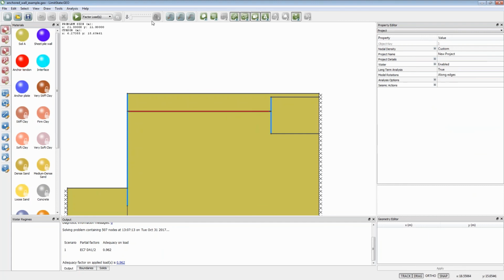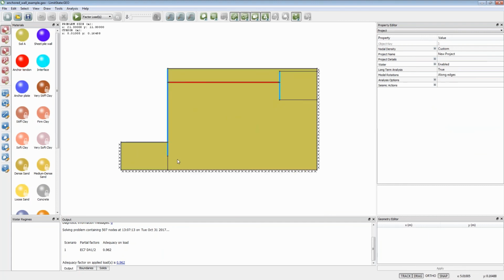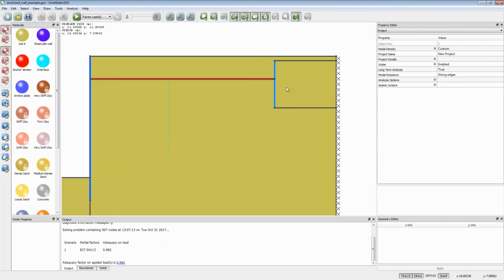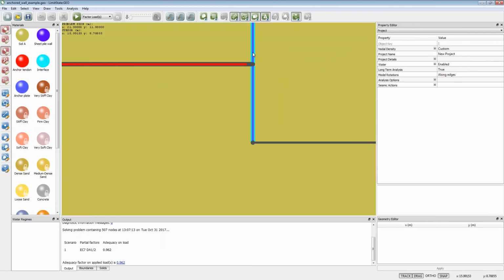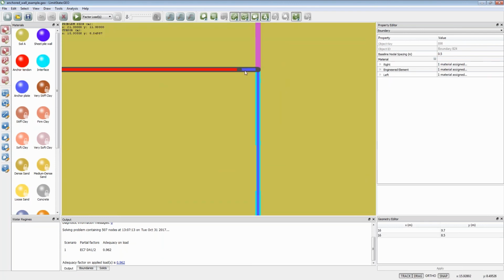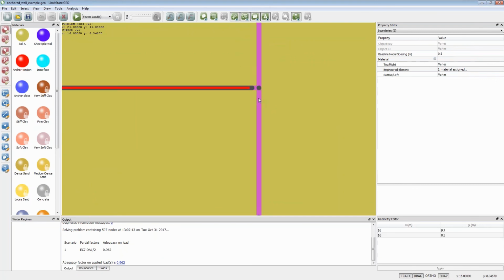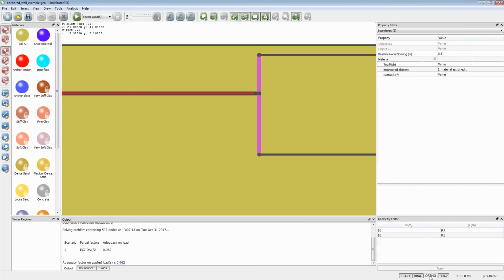So that's how we've set up the particular model, and shown how the initial analysis has no interaction. What I want to do in this particular problem is to show the interaction between the anchor and the wall. So I'm going to select the 3 elements of the anchor. I'm going to click a button here called Ortho. What that means is if I try and drag any elements on the screen, they'll only drag vertically or horizontally.